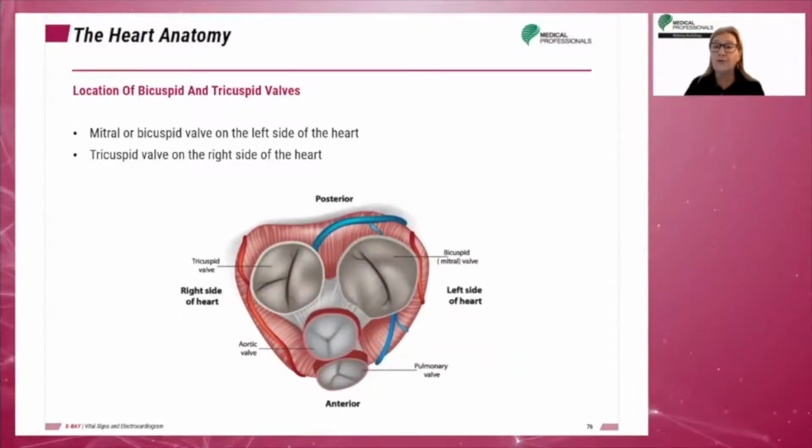Blood flow from the atria to the ventricles is controlled by the mitral or bicuspid valve on the left and the tricuspid valve on the right. These valves ensure a one-way flow from atria to ventricles.